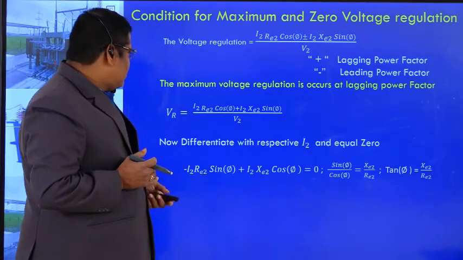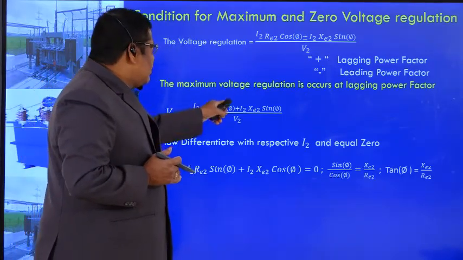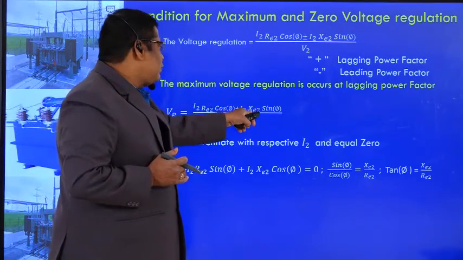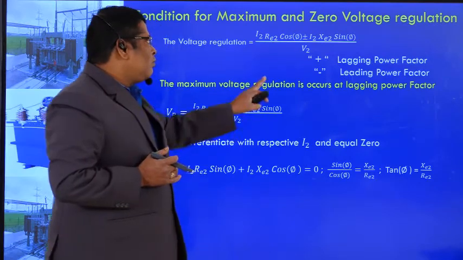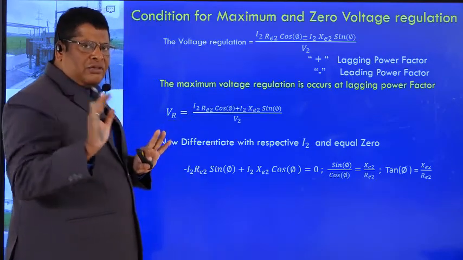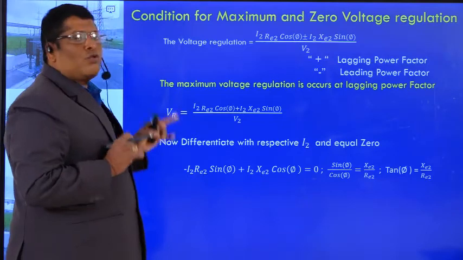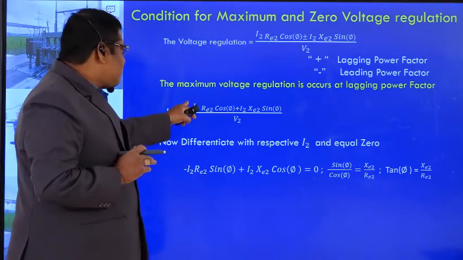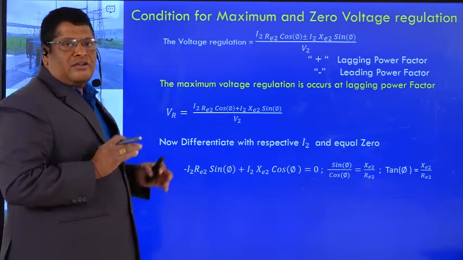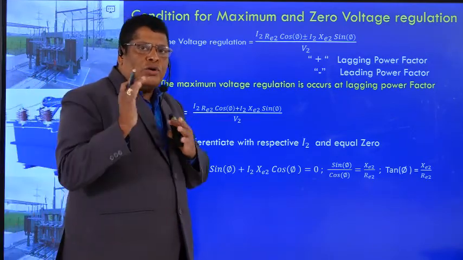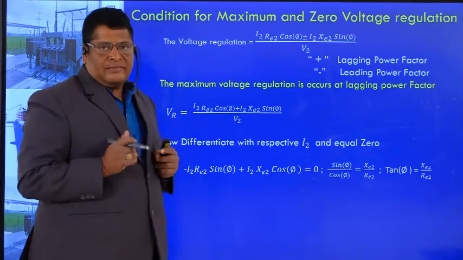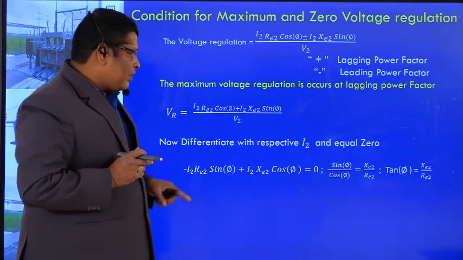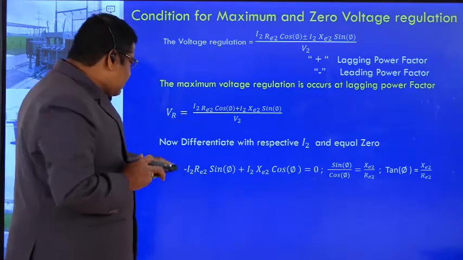Now here, the same expression: I2 Re2 cos phi plus I2 Xe2 sin phi with V2 into 100 is that percentage value, which we keep on one side. Now to find the maximum voltage regulation, differentiate this equation with respect to I2, because as the load on the transformer is changing, the only parameter changing is the load current. So we differentiate this equation with respect to I2 and equate it to 0, and we get this expression.